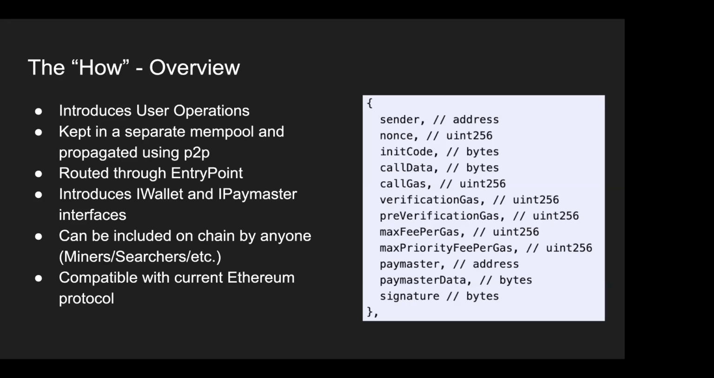Now, here bundlers come along. These can be anyone, although the best candidates for bundlers are miners or MEV searchers. These bundlers take these operations and send them on chain via a specialized contract called the entry point. This entry point is going to make sure that the bundler gets paid for including the user operations on chain, and then execute any arbitrary call data as specified by the user.